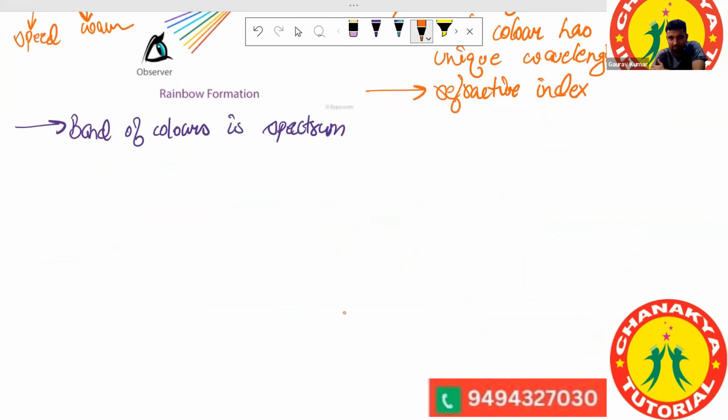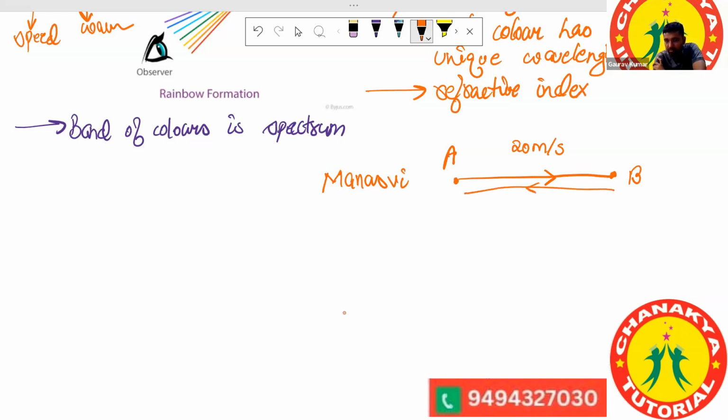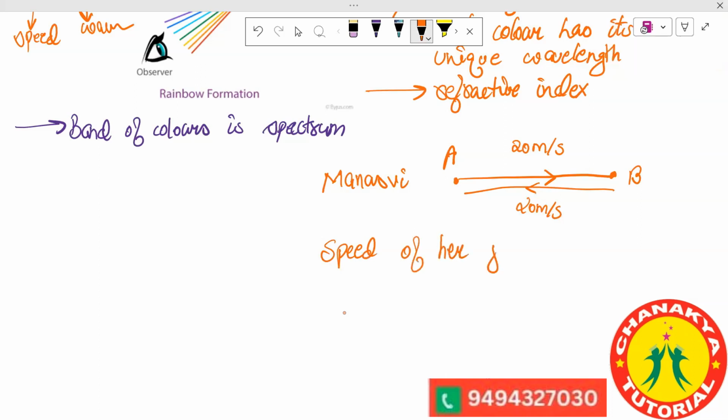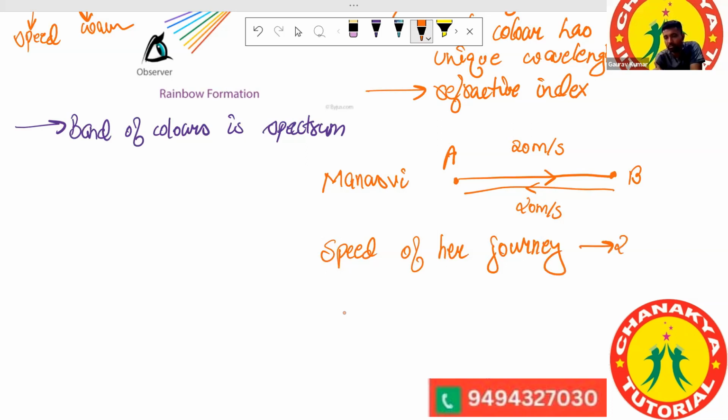Let me take one example. Manasvi is going from point A to point B. If she goes to point B with a speed of 20 meters per second, and she is coming back with a speed of 20 meters per second, can you tell me what was the speed of her journey? It is 20 meters per second.